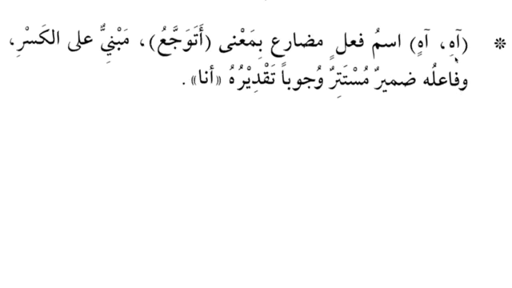وفاعله. So where is the fa'il here? It is damirun mustatirun wujuban, and it has to be always taqdiruhu ana. It is not taqdiruhu huwa, taqdiruhu anta. No, it has to be ana. So ahin, that is I am feeling pain. Or sometimes you say uff, I am feeling disgusted. So again there, we say damirun mustatirun and taqdiruhu ana. When you say uff, there's an ism fa'il as well.